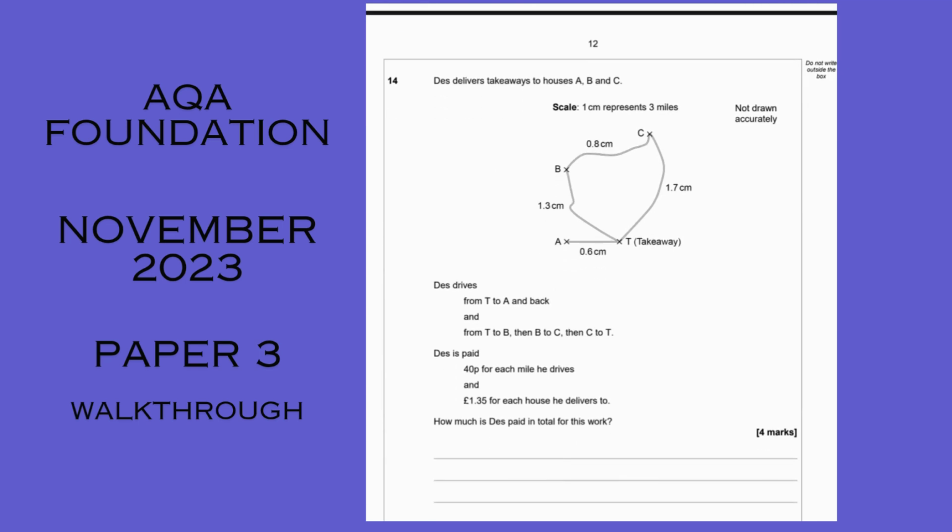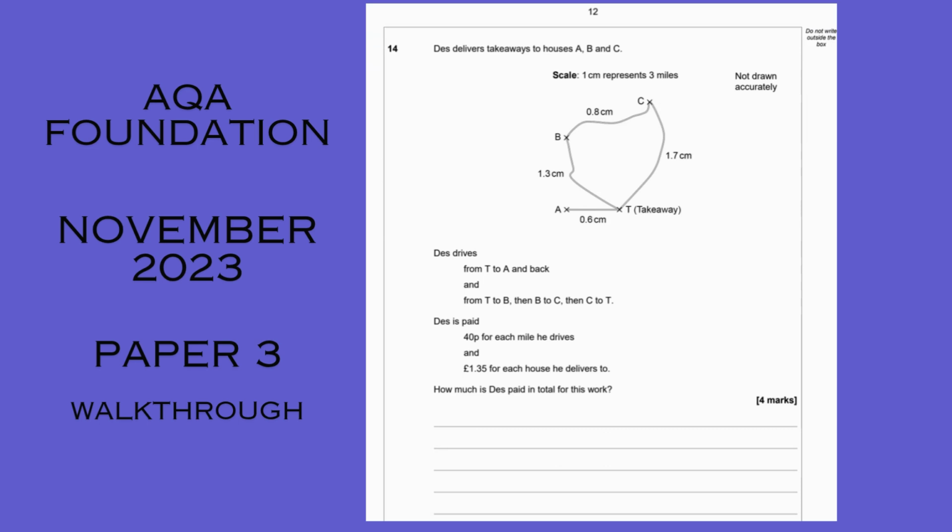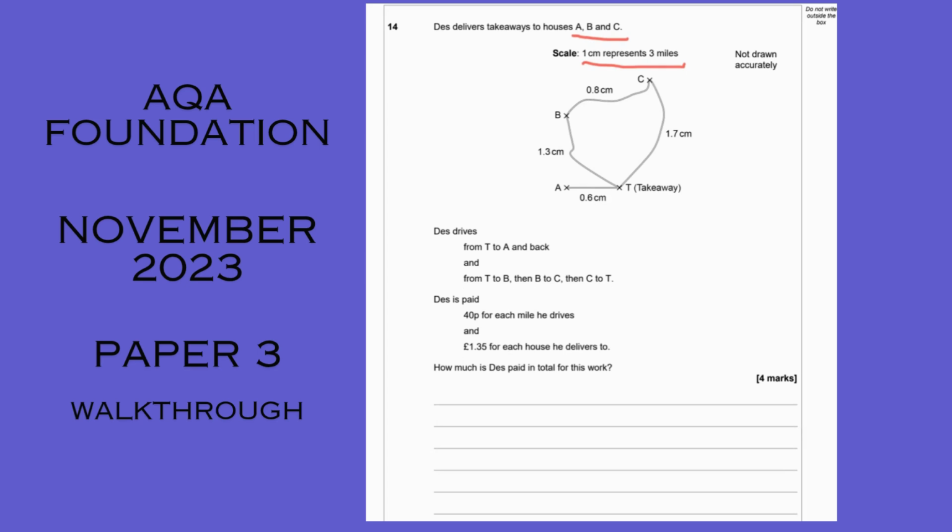On we go for Des. So big long story for Des. Let's take it one thing at a time. So each of the houses is marked ABC. The scale will come back into it later. Let's tell Des's story. So Des drives from T to A and back, so that's 1.2.